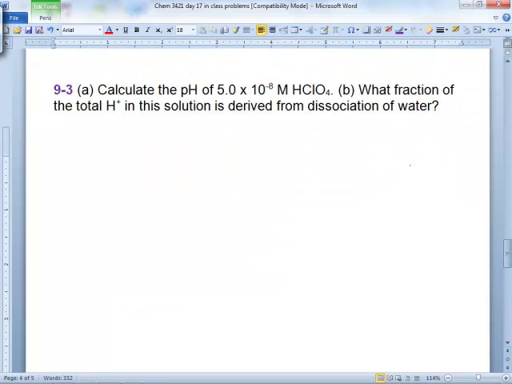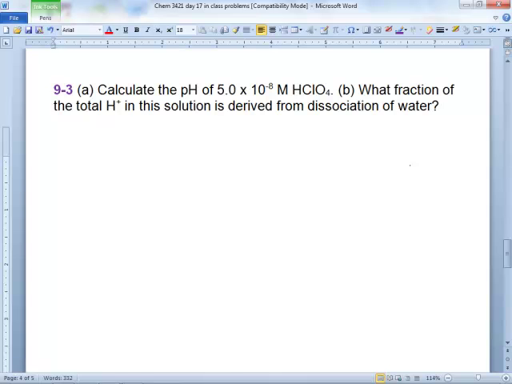Find the pH of 5 times 10 to the negative 8 molar HClO4. Good, I'm glad I hear it. Uh-oh. The problem is the range. Okay, so that means what, Kat?